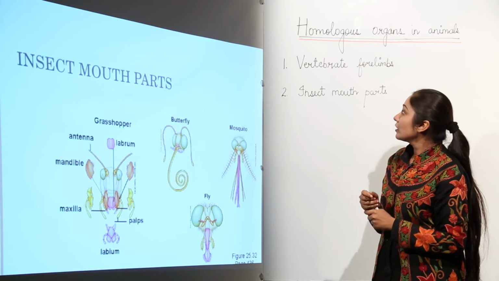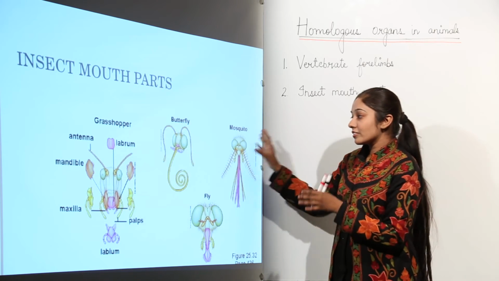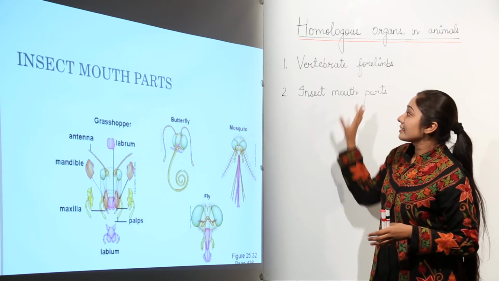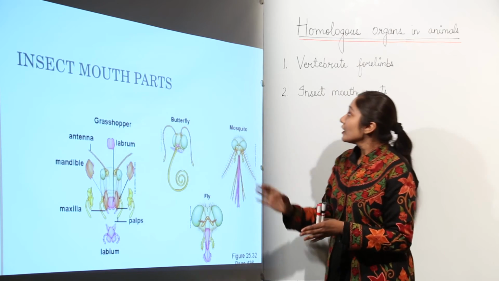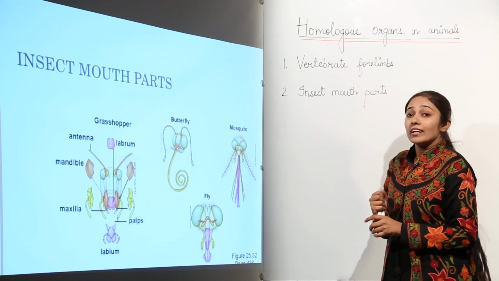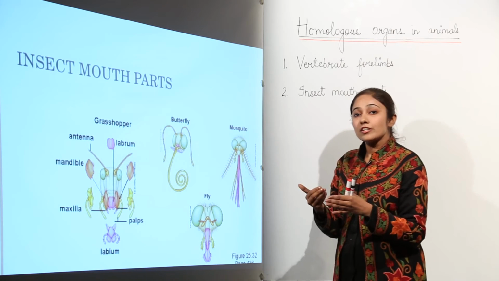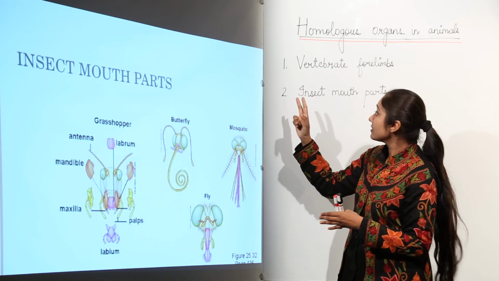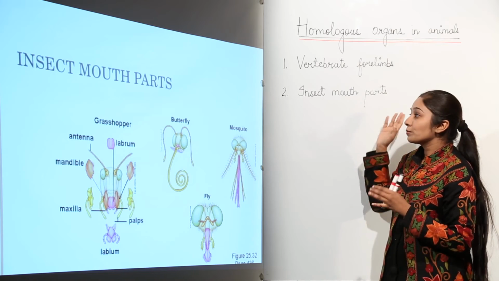And the second example, in case of animals, we have taken the insect mouth parts. As you can see, the basic structure is the same again, but the functions performed by them are different. So all these are conveying that they have originated from a common ancestor, right? So what is the purpose? What type of evidence do these homologous organs give you? They are just conveying to you that all these organisms have originated from a common ancestor. So remember two examples of homologous organs. First is the vertebrate forelimbs, then we have insect mouth parts.